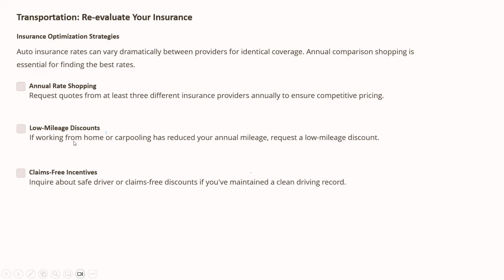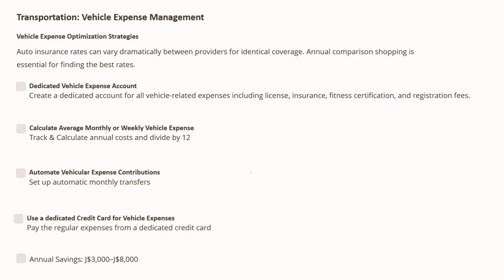Another thing that you can get is a low mileage discount, as well as you can ask about the claims-free incentives. This claims-free incentive is the no claims thing that I mentioned earlier.